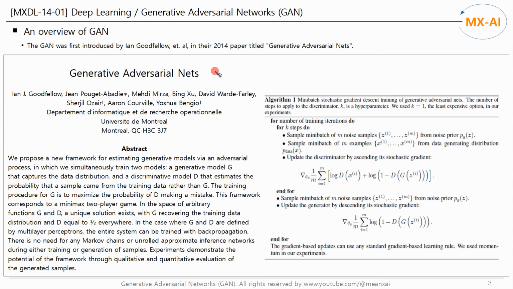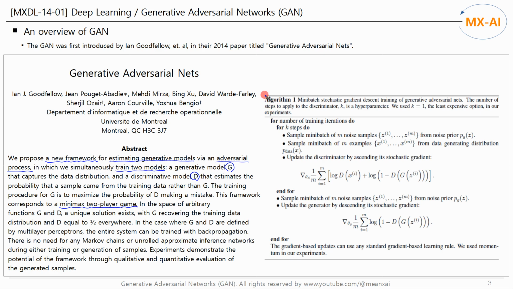The GAN was first introduced by Ian Goodfellow et al. in their 2014 paper titled Generative Adversarial Nets. In this paper, they propose a new framework for estimating generative models via an adversarial process, in which they simultaneously train two models. One is a generative model G that captures the data distribution, and the other is a discriminative model D that estimates the probability that a sample came from the training data rather than G. This framework corresponds to a min-max two-player game.